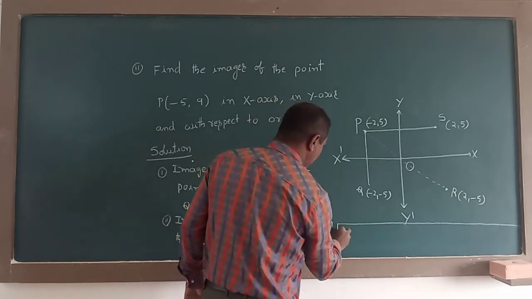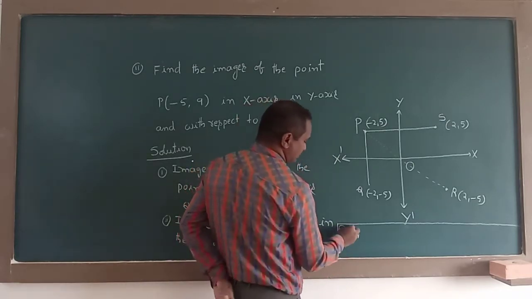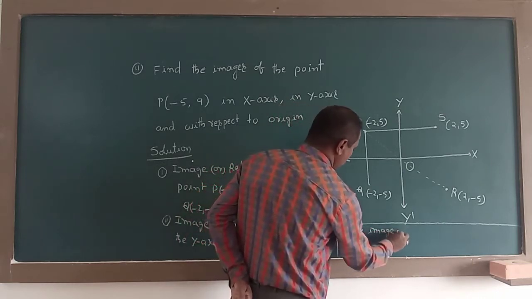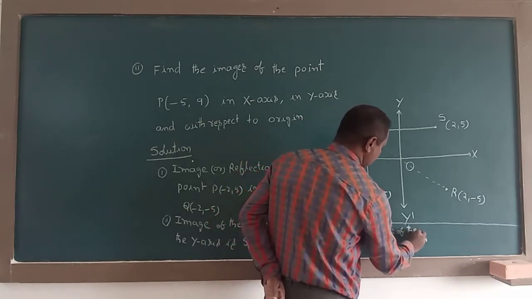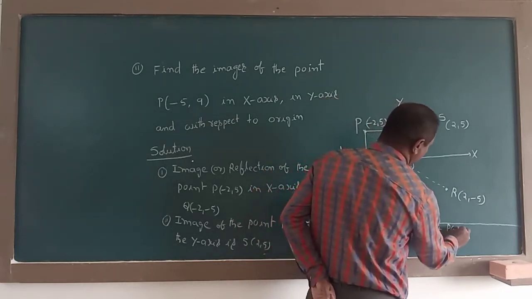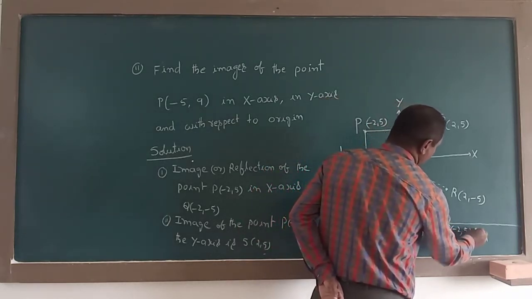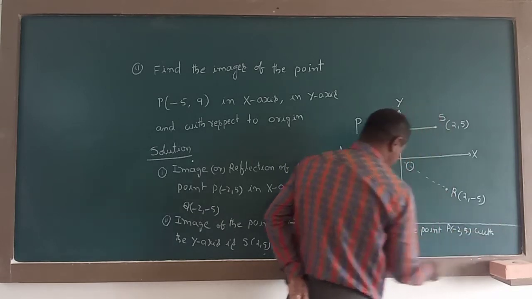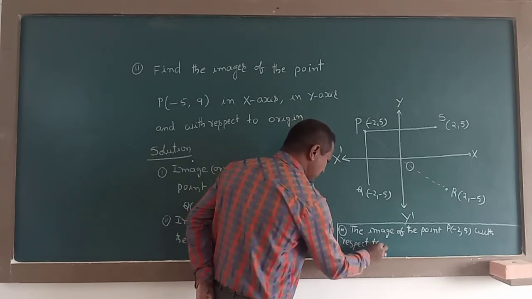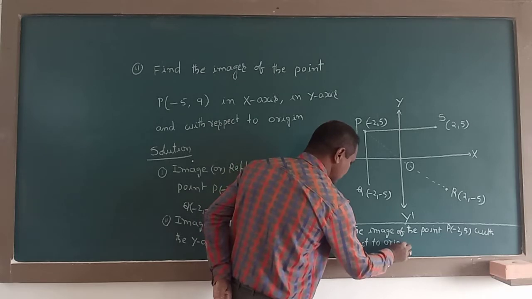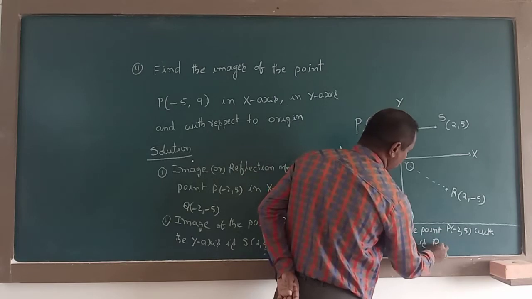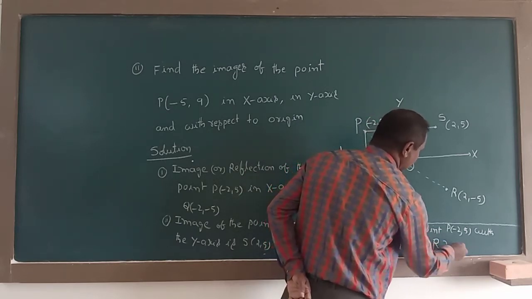Here I am writing the third point. The image of the point P (-2, 5) with respect to origin is (2, -5).